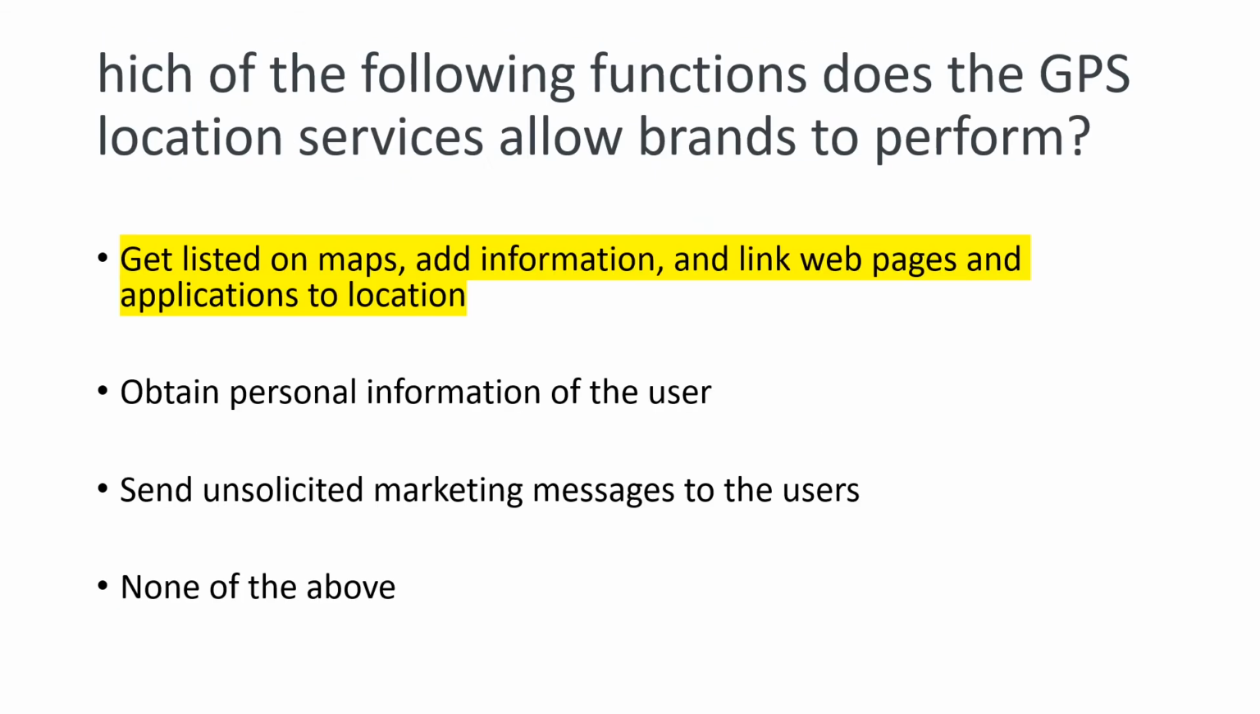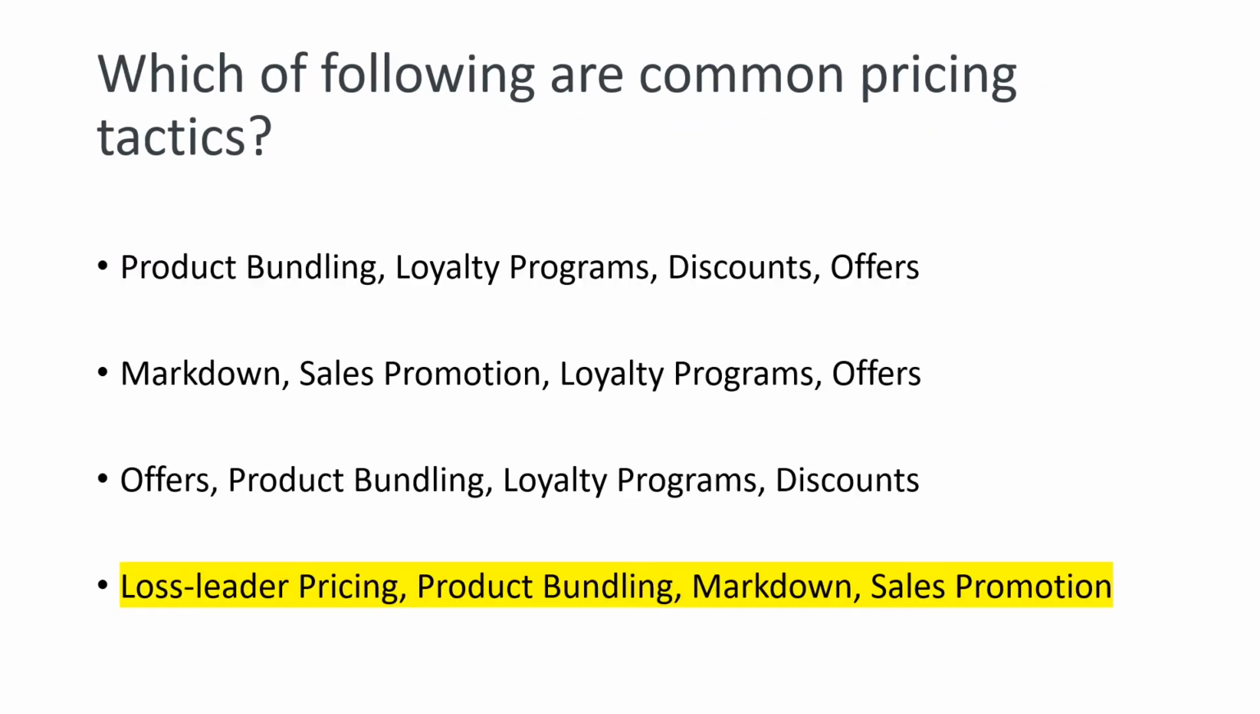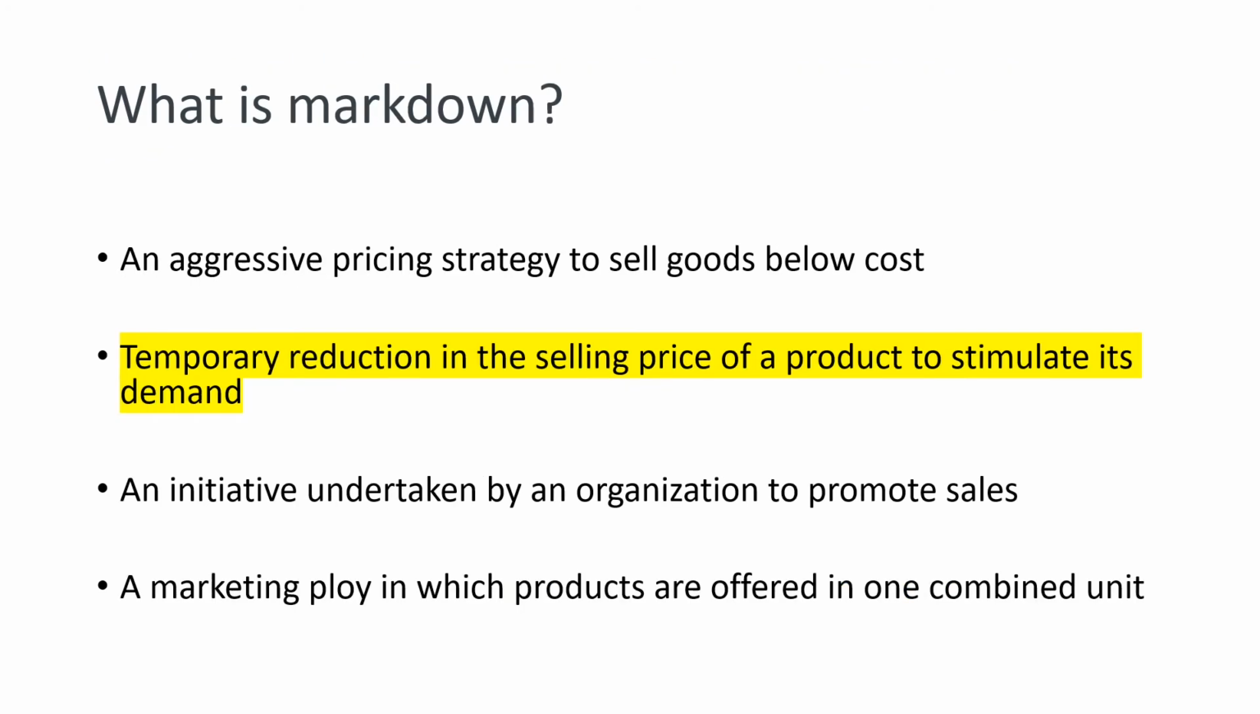152. Which of the following functions does the GPS location services allow brands to perform? Get listed on maps, add information, and link web pages and applications to location. 153. Which of following are common pricing tactics? Loss leader pricing, product bundling, markdown, sales promotion. 154. What is markdown? Temporary reduction in the selling price of a product to stimulate its demand.